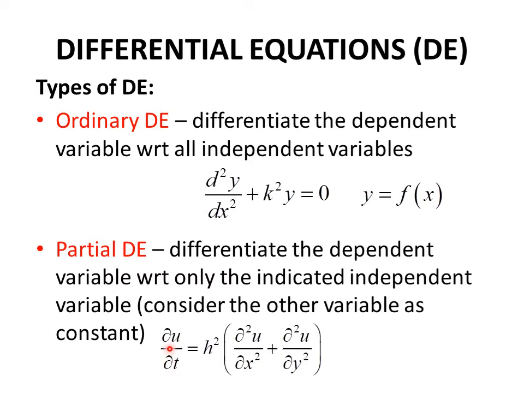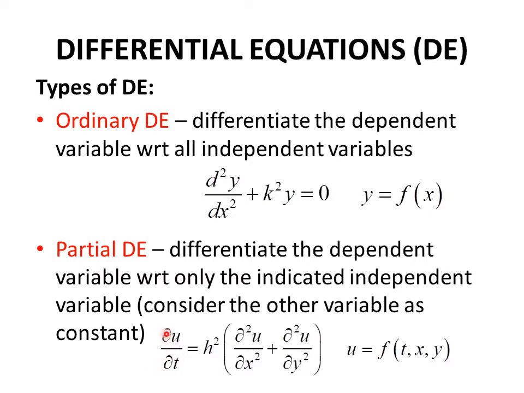Okay, so let's say we're given this equation, delta u over delta t is equal to h squared times quantity delta squared u over delta x squared plus delta squared u over delta y squared. Based on this equation, we can say that the dependent variable u is a function of t, x, y. So again, u is a function of three independent variables. We have t, x, y.